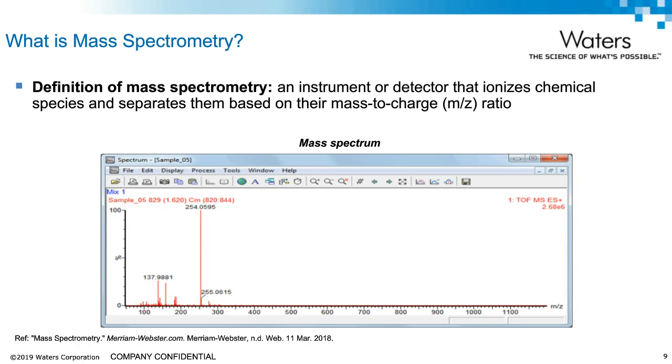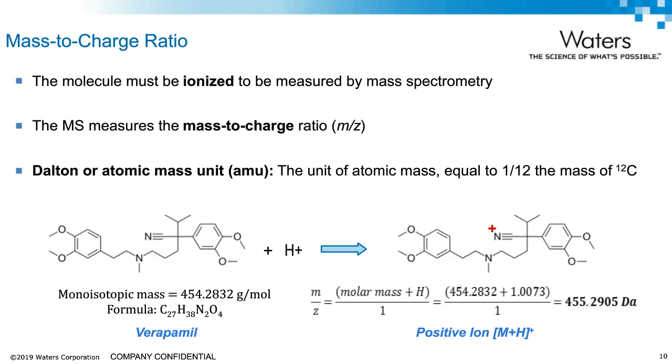A mass spectrometer detects charged species, not neutral ones. So if a species is not ionized, an MS system will not detect it. As we said on the previous slide, the mass spectrometer measures mass-to-charge ratio. In this example, verapamil accepts a proton to form the M plus H plus ion.